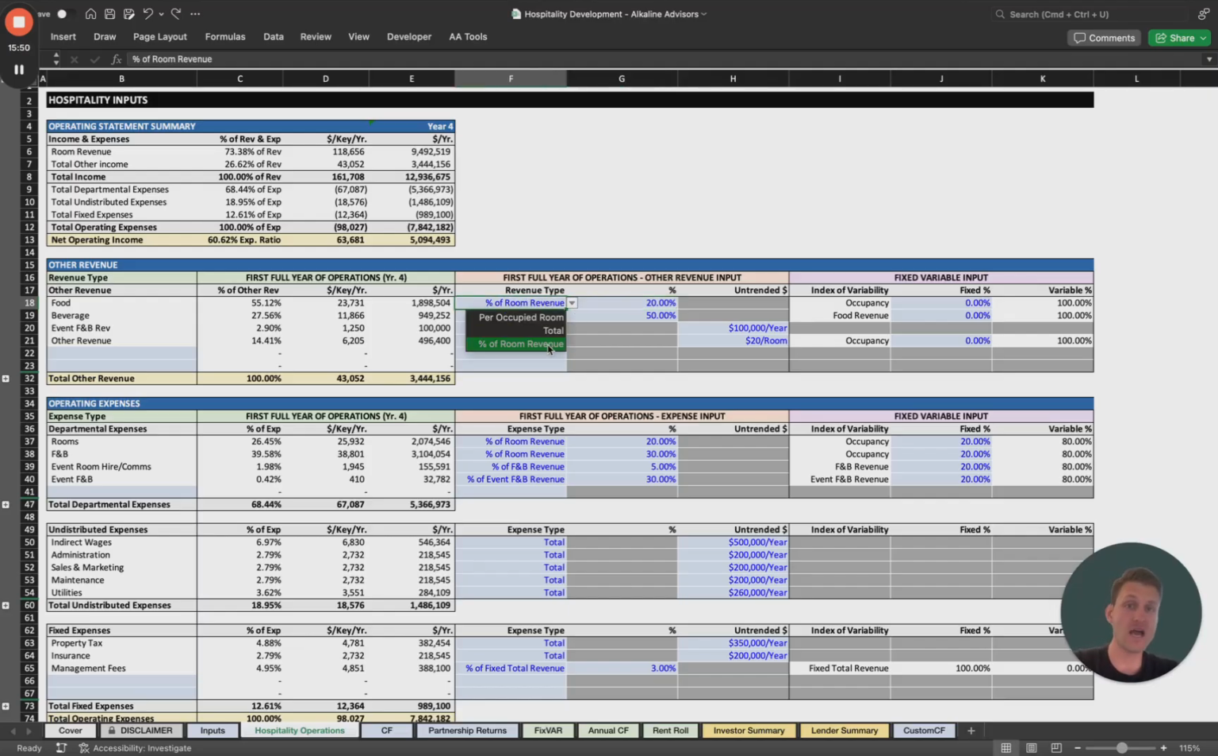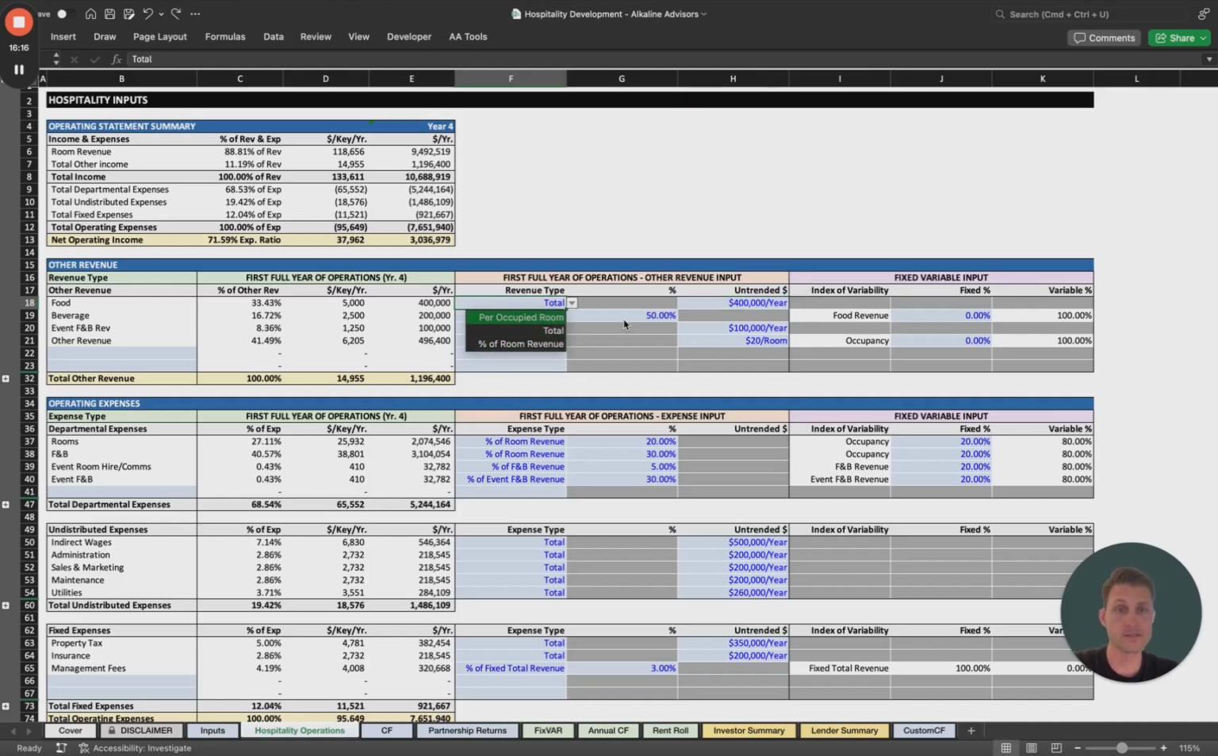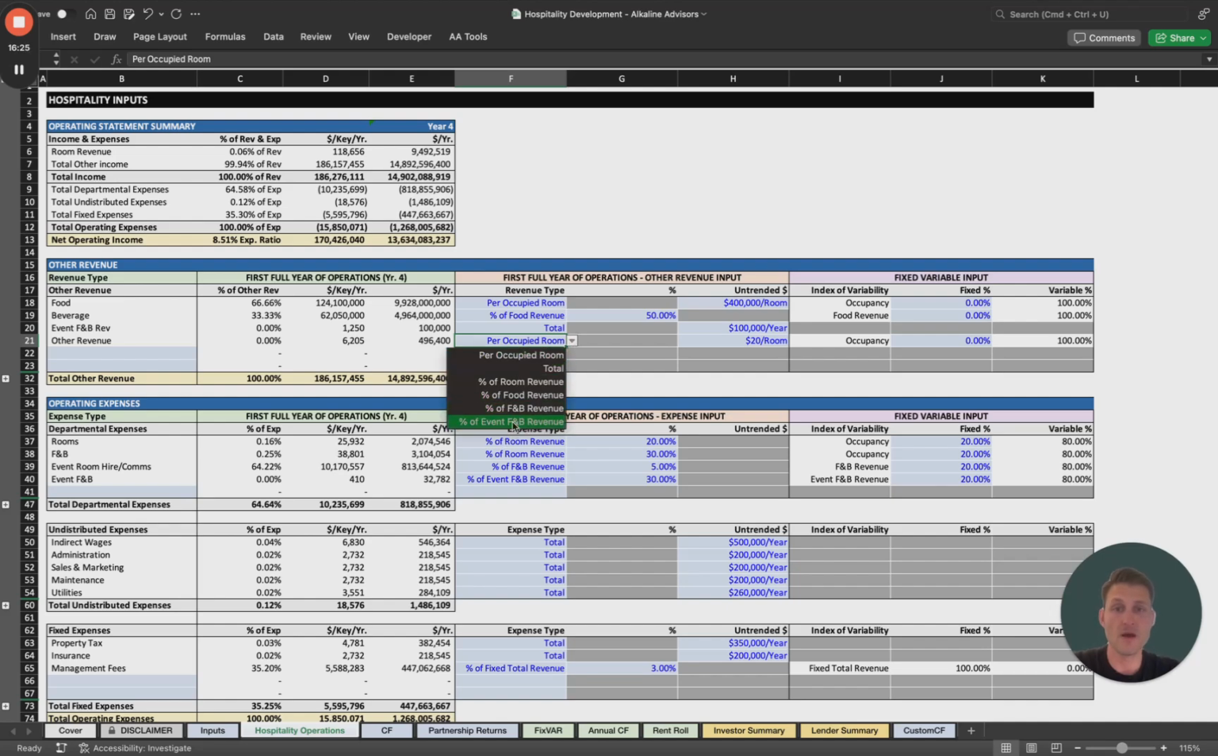If you don't want to tie it to the room revenue, you could say the food revenue is going to be a $1 per year figure. And then again, it'll be grown based off of the growth factor below. And the other thing you could do is toggle it to per occupied room. So if you select per occupied room, you'll notice you still plug the information in over here, but the calculation will differ. So before it was per year, and now it's per occupied room. Similarly, for beverage, event F&B, and other revenue, you will notice that if we select the toggle, now we have more options to tie this revenue item to because we're including the other line items up here.